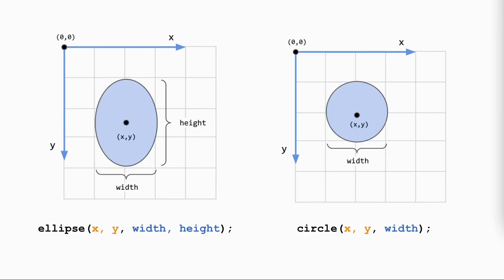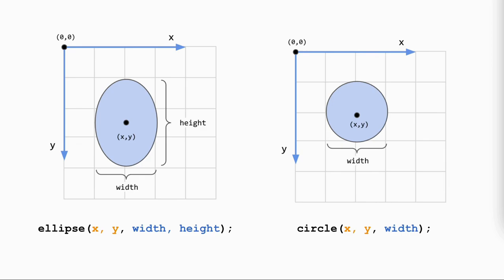Let's learn how to draw a circular shape, an ellipse and a circle. You can think of an ellipse as an oval. The function to draw an ellipse is ellipse. The ellipse function needs to be provided with 4 data points, or parameters, in order to draw the shape. It needs the x and y coordinate, where the center of the ellipse should be placed on the canvas, and the width and height of the ellipse.